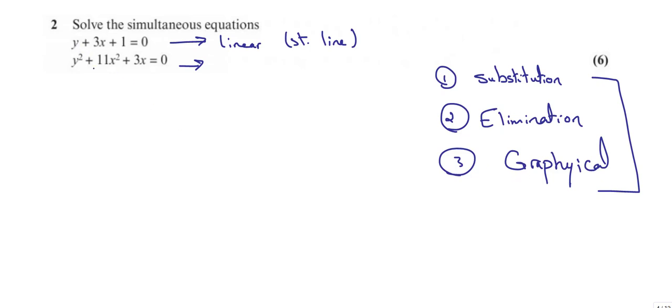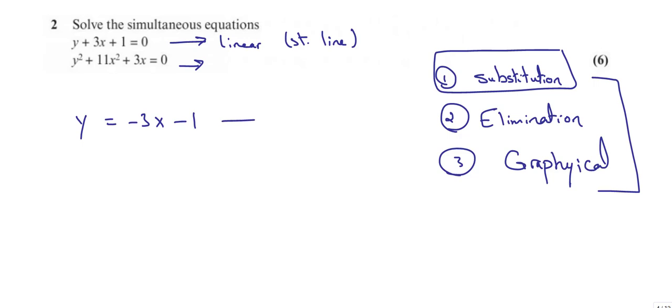لما يبقى عندي linear وكيرف سواء quadratic أو circle أو any other equation فيها power 2, ignore elimination. هتبقى صعبة. I cannot eliminate. فthink of what? Substitution. Substitution go to the easier one اللي هي linear. Make y the subject. So move 3x and move 1. Give it equation 1. نسميها 1. الإيكويشن الثانية نسميها 2. And then by substituting 1 in 2.